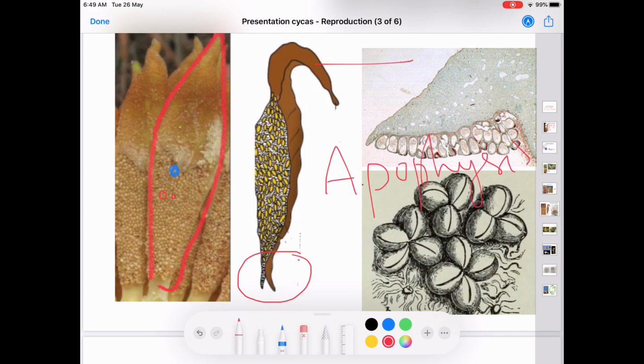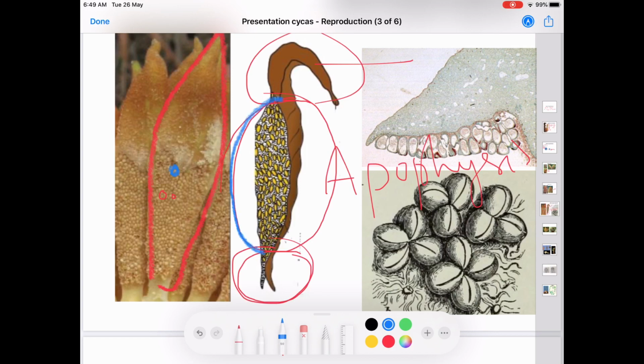A-P-O-P-H-Y-S-I-S. Apophysis. The middle portion is the fertile region. That is, the upper portion and lower portion will always be sterile, and the middle portion will be fertile. That is, only the middle portion will be carrying the sporangia.